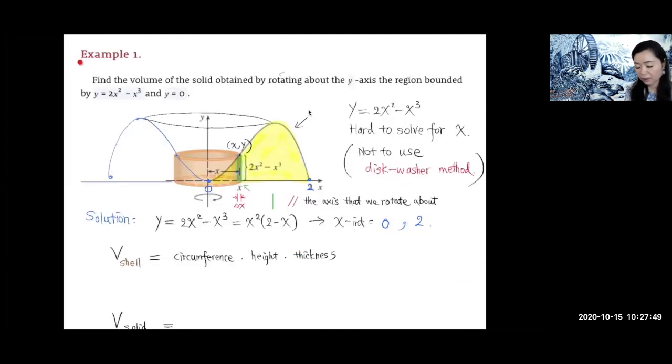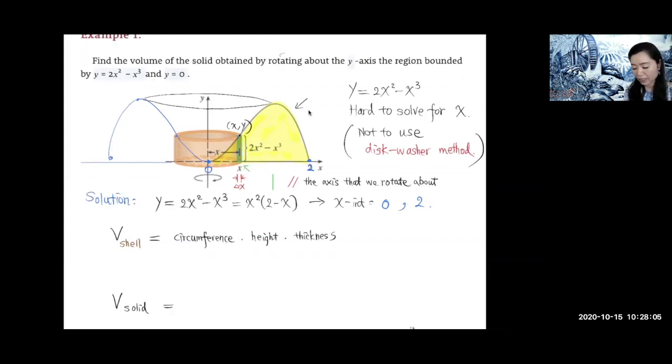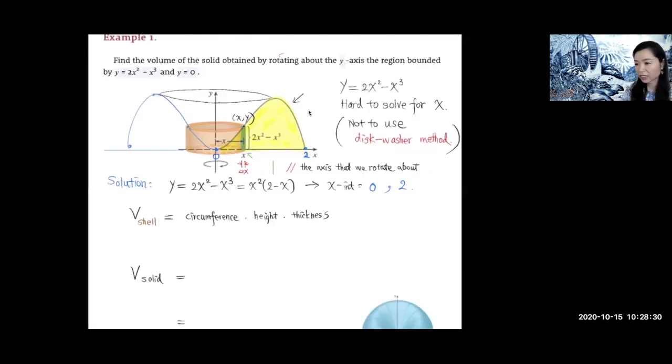Now example 1. Try to find the volume of the solid obtained by rotating about the y-axis the region bounded by y equal to 2x squared minus x cubed and y equal to 0. So y equal to 2x squared minus x cubed is this curve right here, and y equal to 0 is the x-axis. So that's the region bounded by the two curves, the yellow highlighted region. And you rotate this about the y-axis. Then you get a solid like this, kind of like a doggy bowl.